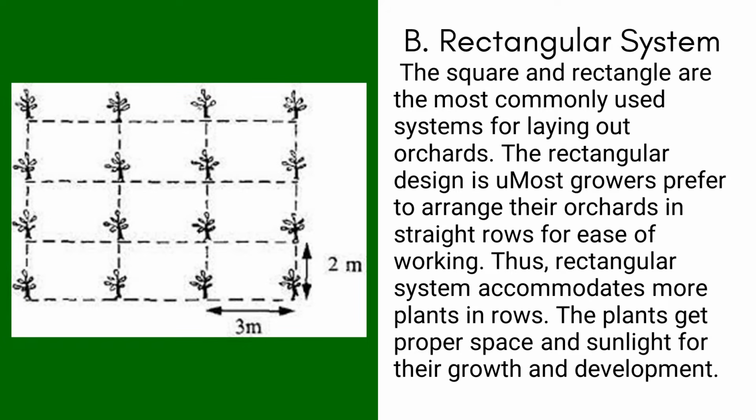The rectangular system. The square and rectangle are the most commonly used systems for layout orchards. The rectangular design is what most growers prefer to arrange their orchards in straight rows for ease of working. Thus, rectangular system accommodates more plants in rows. The plants get proper space and sunlight for their growth and development.